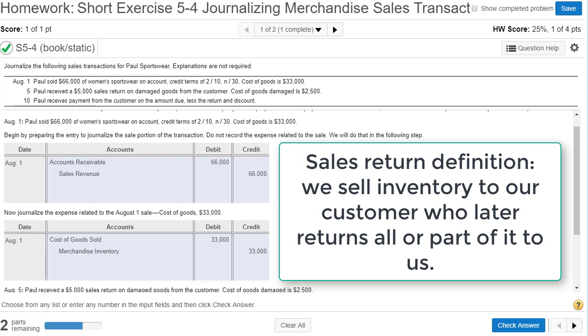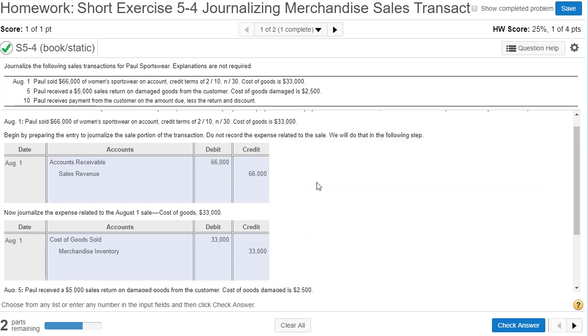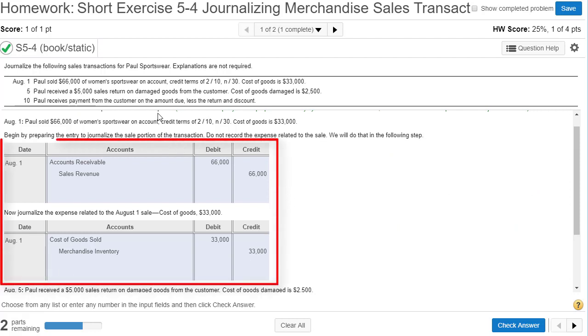So the best and easiest way to think about a sales return is we're just going to reverse the sale. So the accounts are going to be reversed. But instead of lowering sales revenue directly, we're going to keep track of the returns with an account called Sales Returns and Allowances.